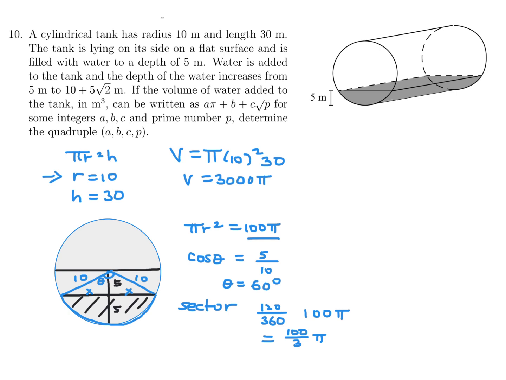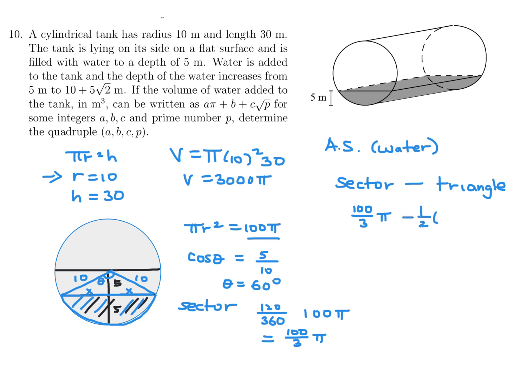Now the area of the shaded region, which is just the water, just this part, how do we get that? Area of shaded, or area of water, I guess. And don't get confused, we're not talking about volume yet, we're just talking about the area. Well, that would just be take the sector and then subtract from it that triangle that sits on top of that. So the sector we just got was 100 over 3 pi. And then the area of the triangle will be 1/2 base times height. The base is x, so I got to figure out x. And the height is 5.